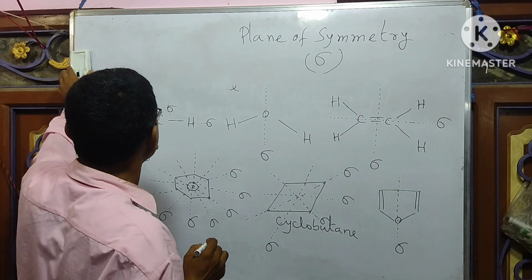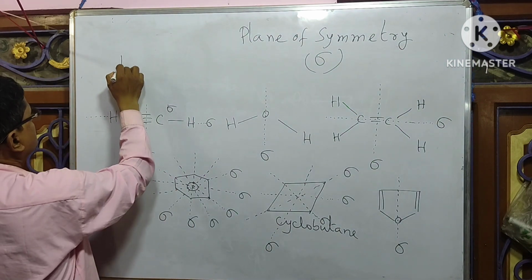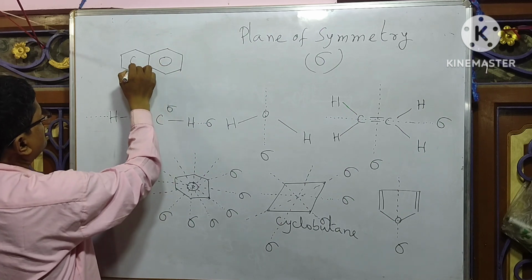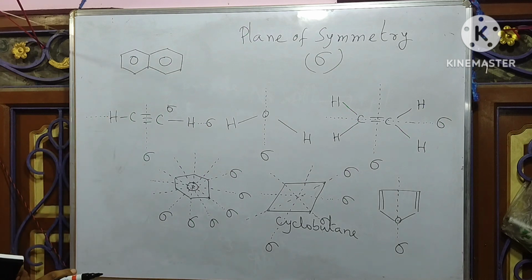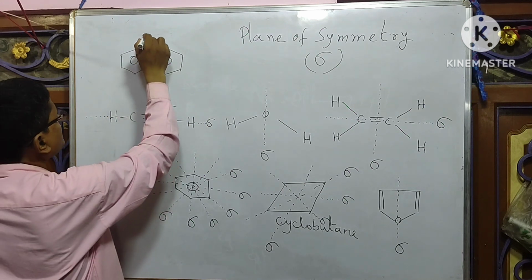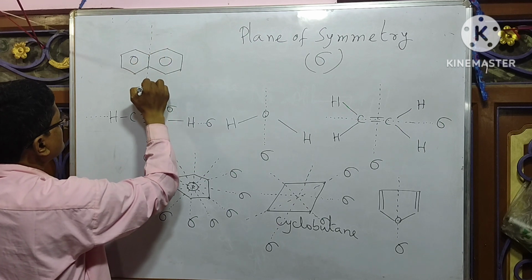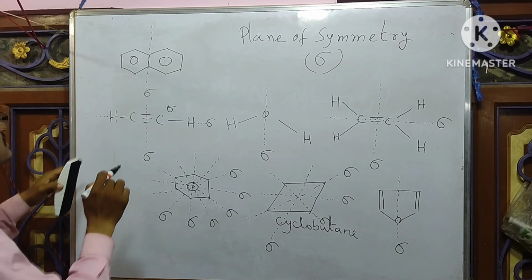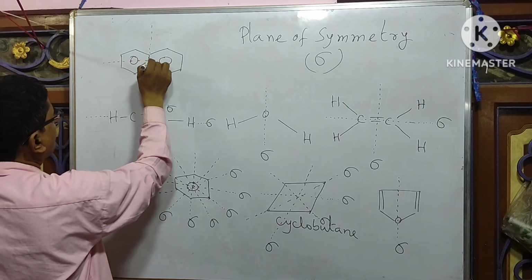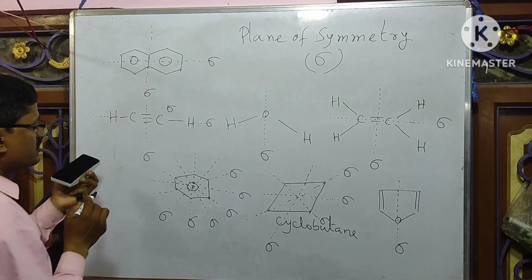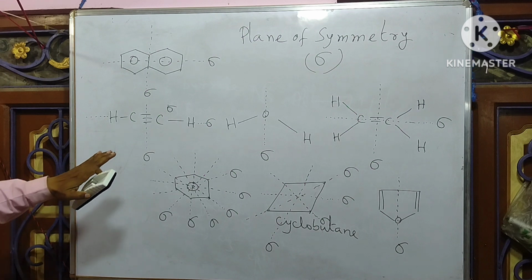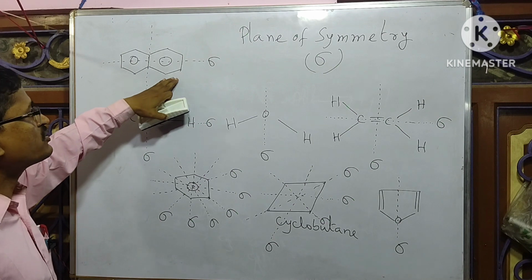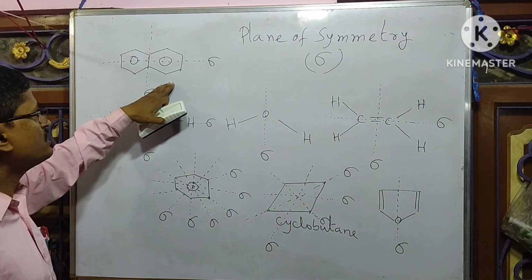Consider the case of naphthalene. Naphthalene also contains more than one plane of symmetry. Along the dotted line, one plane of symmetry exists, and also along this dotted line, one plane of symmetry exists, and another plane of symmetry exists along the plane of the molecule, that is the plane of the board.